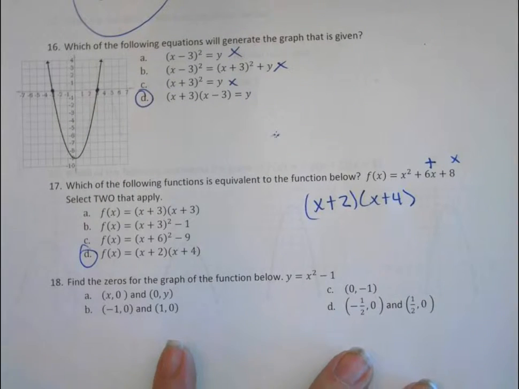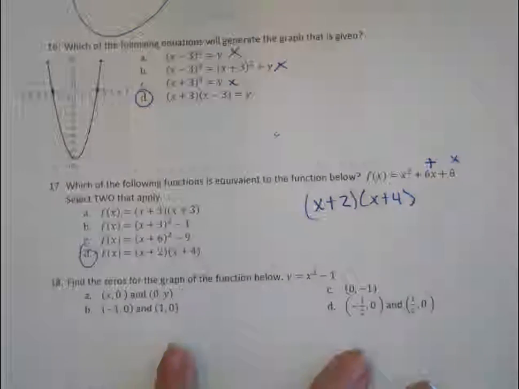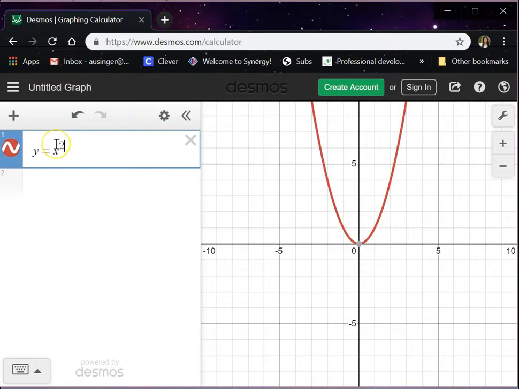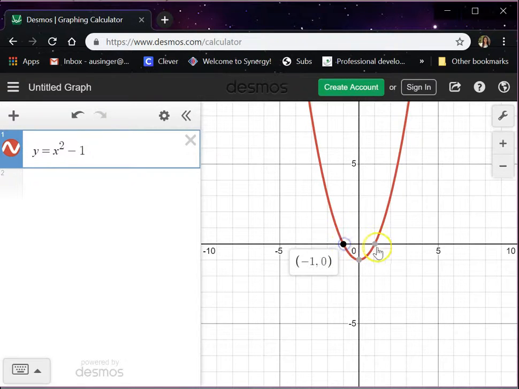On number 18, it wants me to find the zeros of this graph. I am going to go back to Desmos and graph this one. Okay, so when I go ahead and graph it, zeros are where it crosses the x-axis. I have -1 and +1.